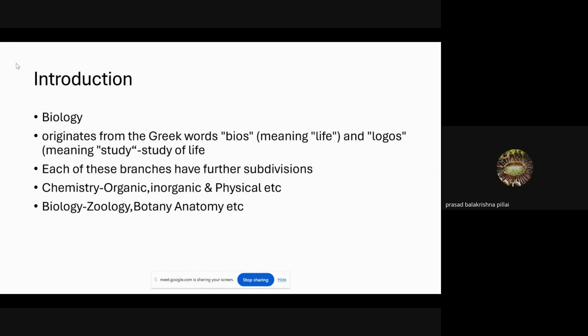Then coming to biology. What do you study in biology? It is the study of living organisms to know about them. Yeah, you're right. Again it is a Greek word. Bios means life, logos means study. It's a study of life actually. So living organisms, can you give me examples? Humans, plants, animals.